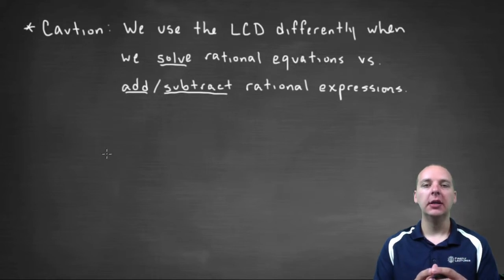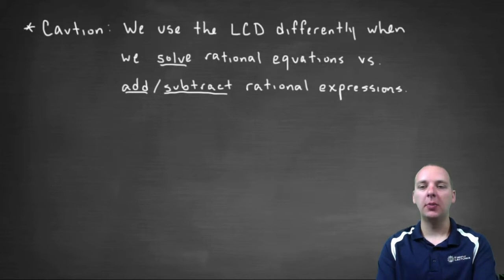or equations. See, the thing is the lowest common denominator is used in solving a rational equation, and is used when you add or subtract rational expressions, but the way that you use it is very, very different. So what happens is students will find the LCD, but they'll use it in the way it's designed for one thing for the other. So let's highlight what I'm talking about here.